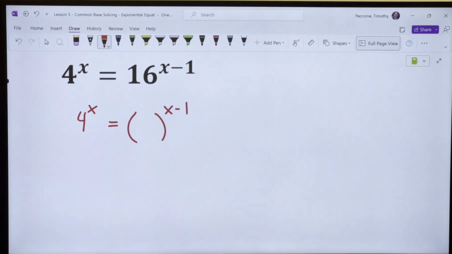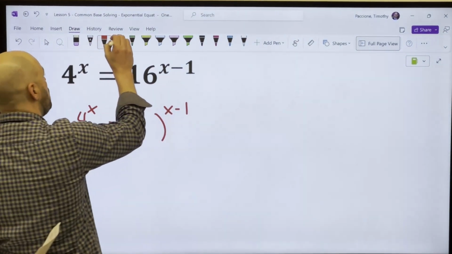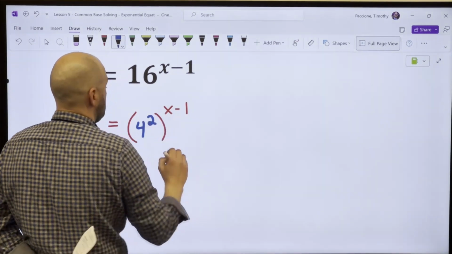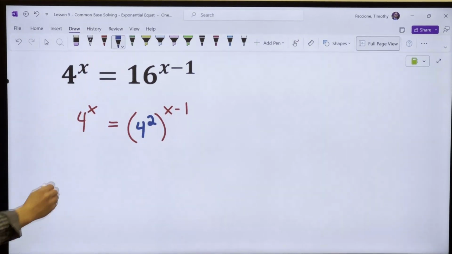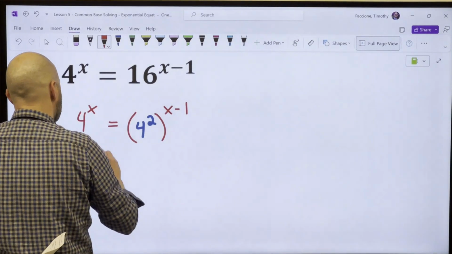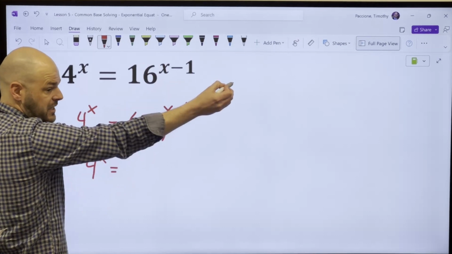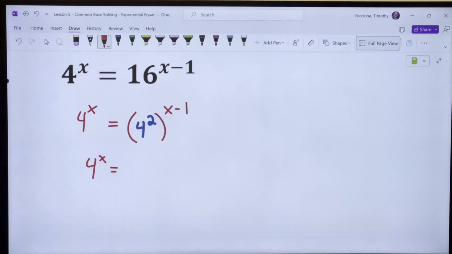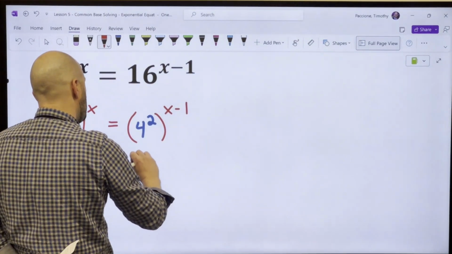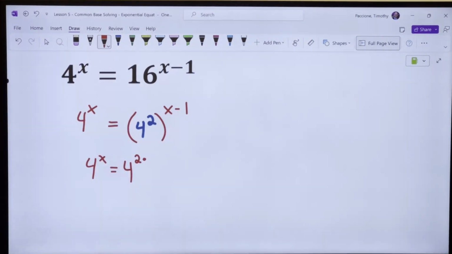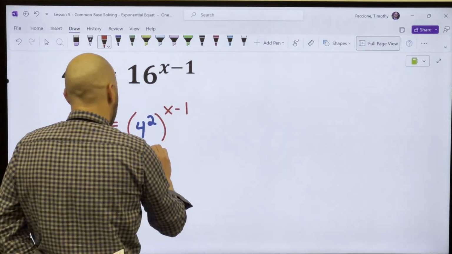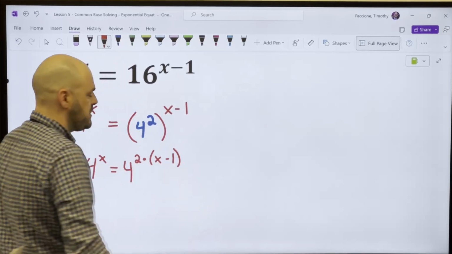Now, what do I rewrite 16 as? 4 squared. Now, on the left side, I got 4 to the x. On the right side, I have 4 to the 2 to the x minus 1. What do we do with a power to a power? Multiply. So it's 4 to the 2 times, what's my other power? X minus 1. Just x? Minus 1. It's the whole thing, right? So multiply by the whole thing. That will be the biggest mistake that is made.